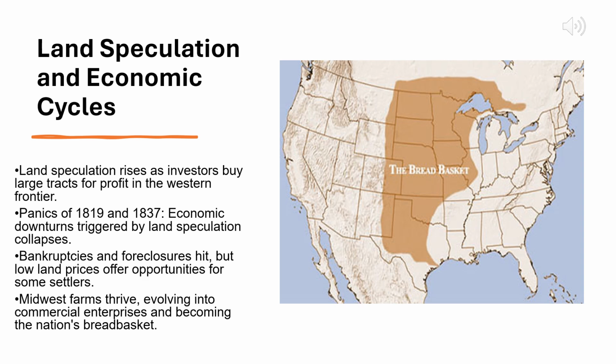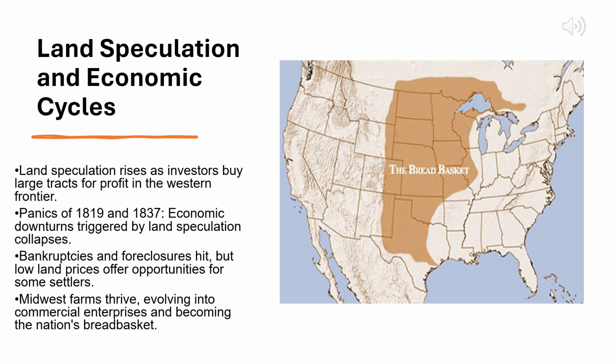However, this speculative frenzy also contributed to economic instability. The Panic of 1819 and the Panic of 1837 were both triggered, in part, by land speculation. During these economic downturns, land prices collapsed, leaving many speculators and settlers unable to sell their land or repay their loans. As a result, widespread bankruptcies and foreclosures occurred, highlighting the risks of speculation in an economy increasingly driven by market forces. While some individuals and families lost everything in these economic downturns, others were able to take advantage of the low land prices that followed.